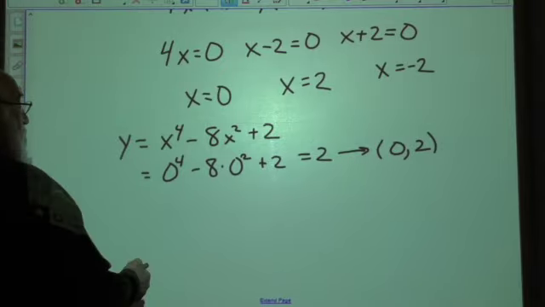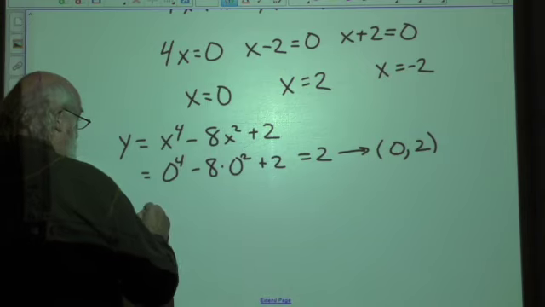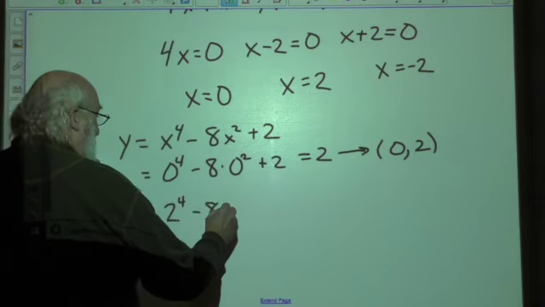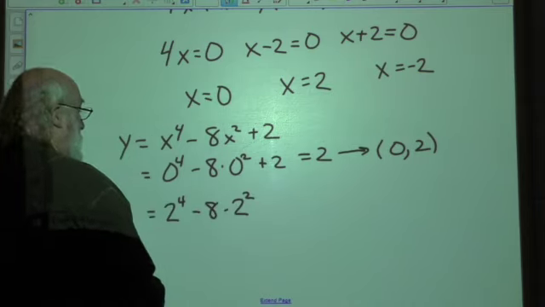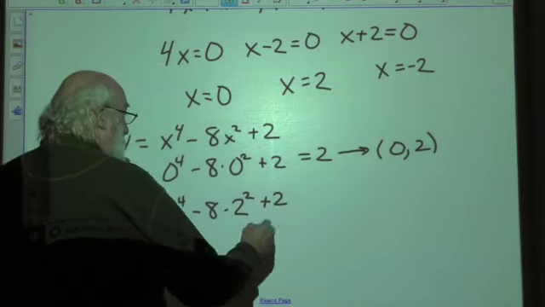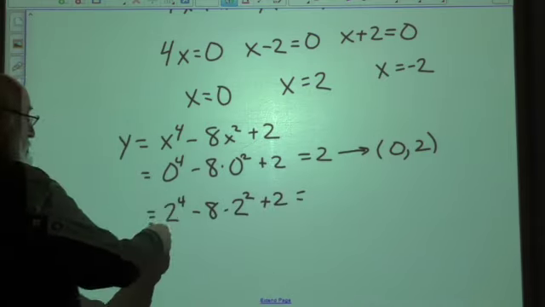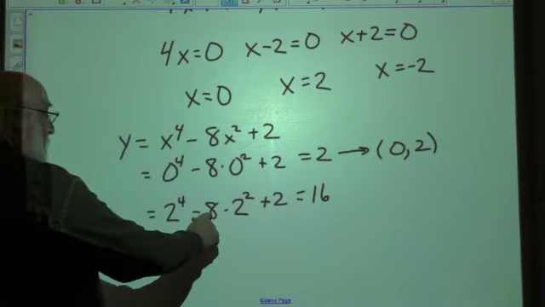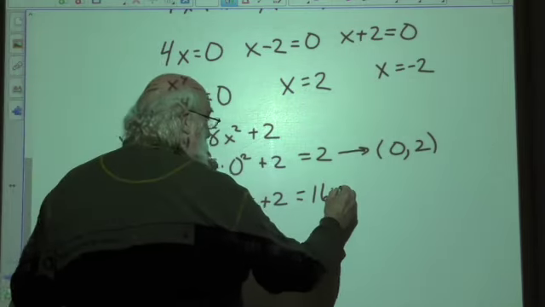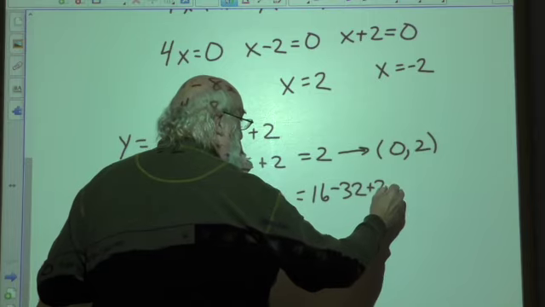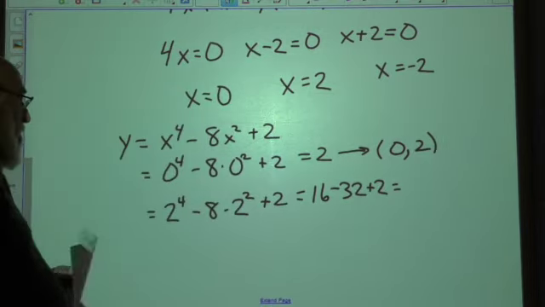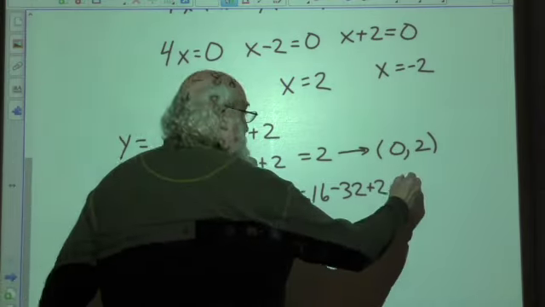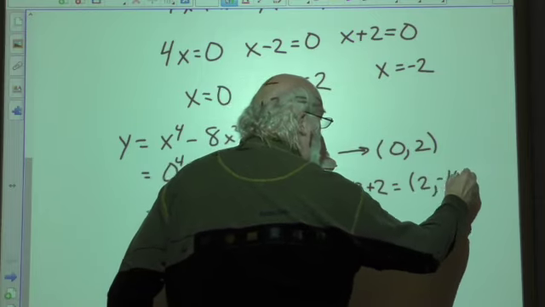Do the same thing now for 2. So that gives us 2 to the 4th power minus 8 times 2 squared plus 2. Well, 2 to the 4th power is 16. 2 to the 2nd power is 4. Negative 8 times 4 is negative 32. Plus 2. And this is going to give us that 16 minus 32 is negative 16. Plus 2 is negative 14. So that's going to give us the point (2, negative 14).